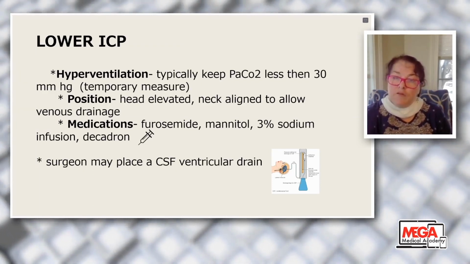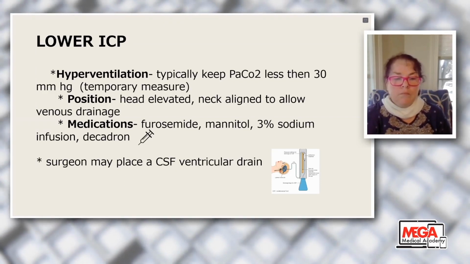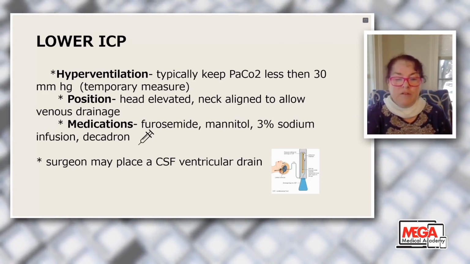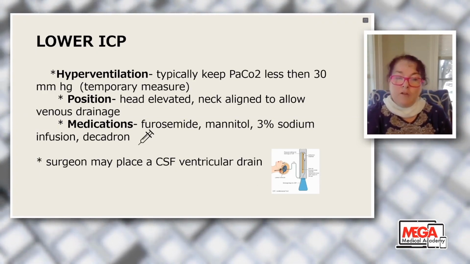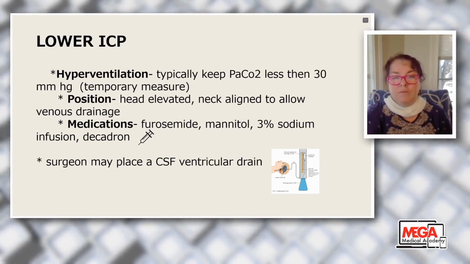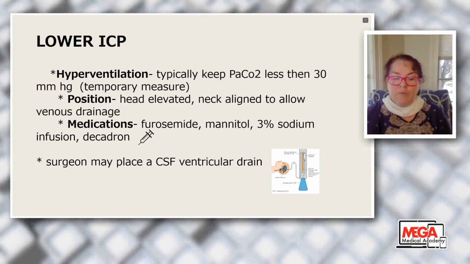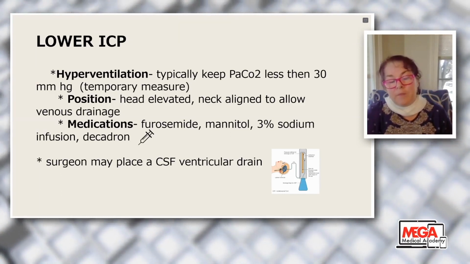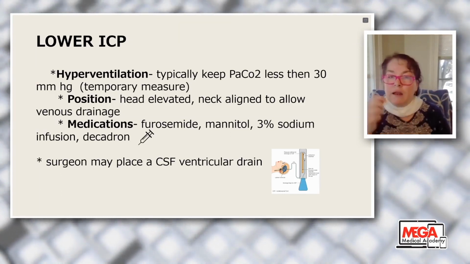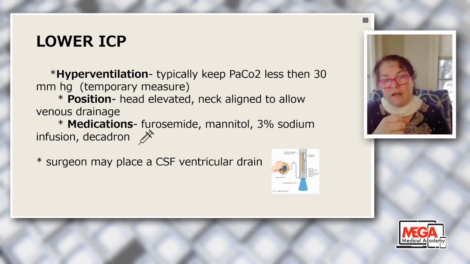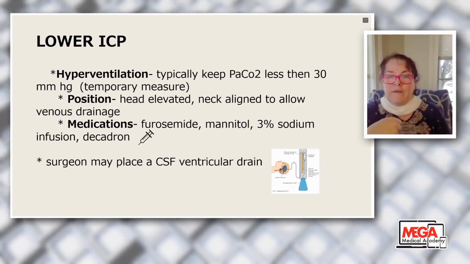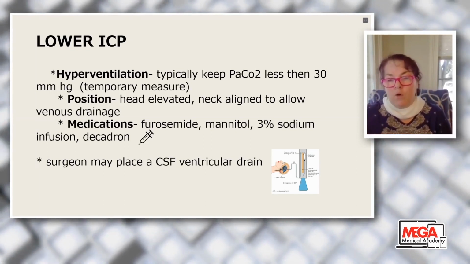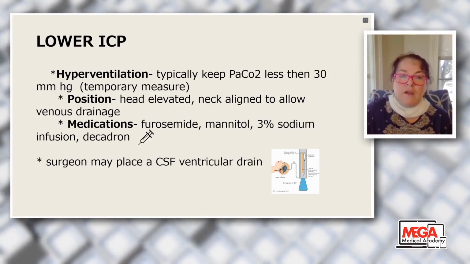That lets the venous drainage occur. And medications. You can use furosemide, mannitol, 3% sodium, Decadron. Also, if it's really a bad situation, the surgeon may put in a CSF ventricular drain. They put a burr hole through the skull and insert a little device that lets the CSF drain out, and that will lower the pressure in the brain. It's kind of temporary also. It won't last forever, but that's another thing they can do.